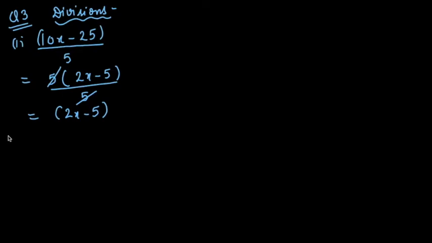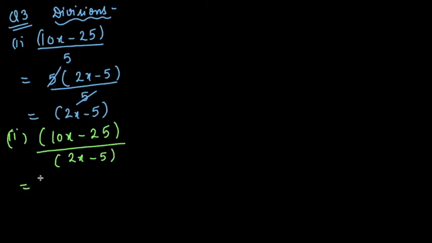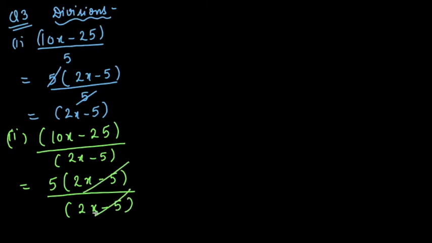Now let's see the second part. It is 10x minus 25, and in the denominator you have 2x minus 5. Now this is a binomial to be divided by a binomial. What is common in the numerator? You can take 5 as common: 5 2s are 10x, 5 5s are 25, and 2x minus 5 as it is. Now this complete factor can be cancelled with each other and your answer will be 5.